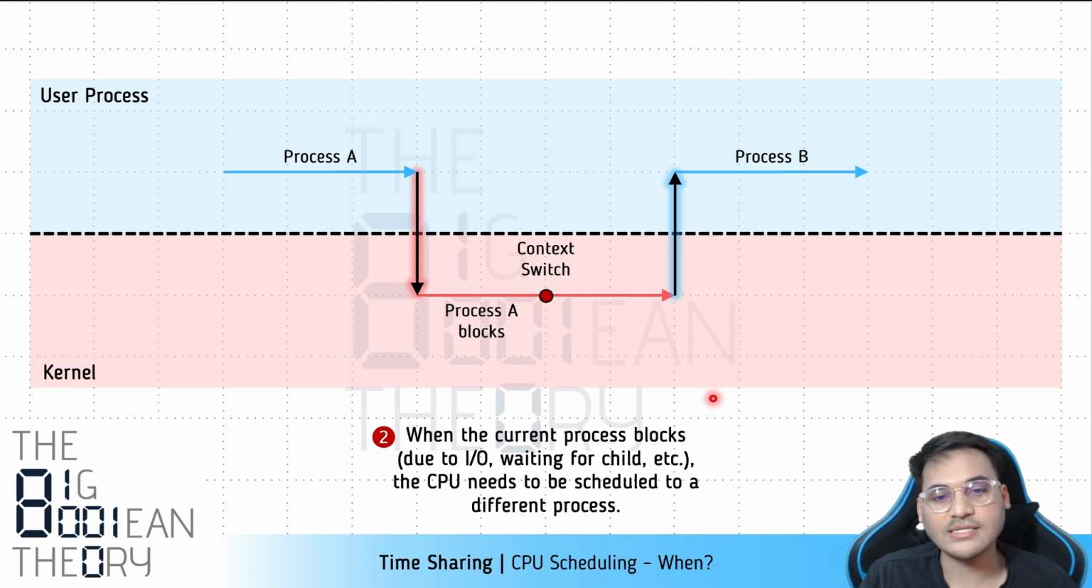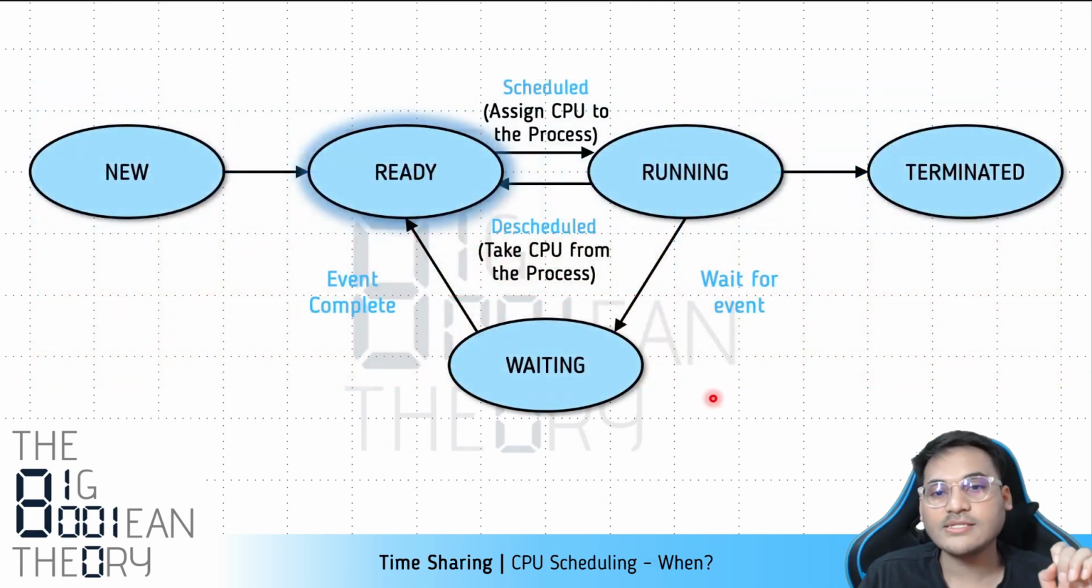So in both of these cases, the terminated and waiting states, we are not left with any option but to give the control of the CPU to some other process. We have to do CPU scheduling, right? The third case, let's come to the third case: when the process goes from running to the ready state for a while. In the ready state, the process is ready to execute instructions.